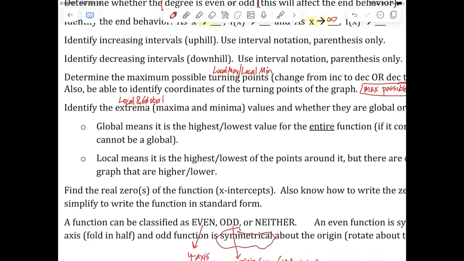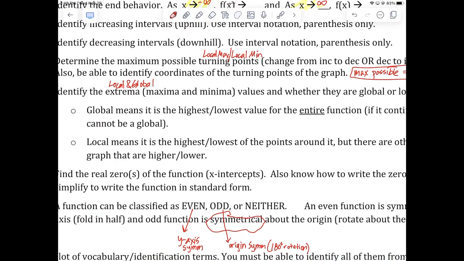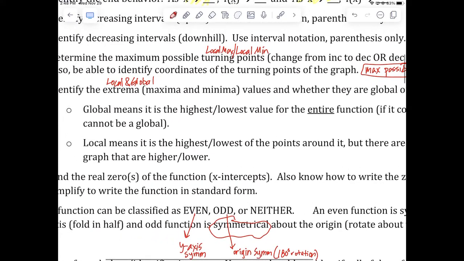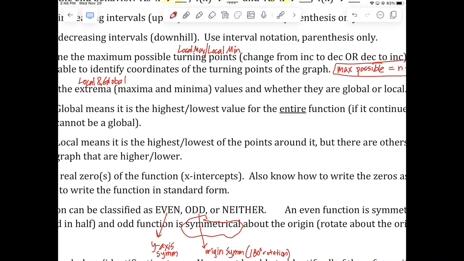But then we're going to talk about local max or mins, and these are going to be hills or valleys, okay? These are the highest, lowest points in the areas around this. So let's just write this here. A local max is going to be a hill, and a local min is going to be a valley. These are your turning points, in other words.